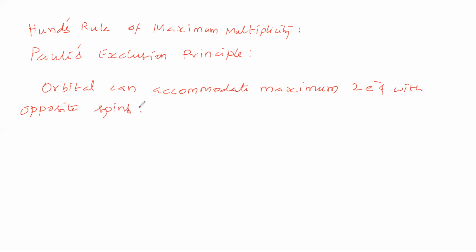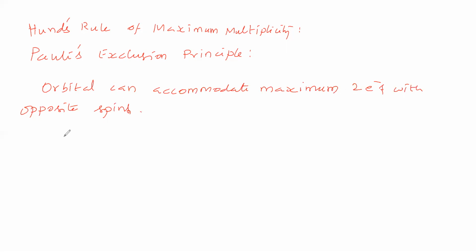Pauli's exclusion principle says this. Whatever orbital you take, whether it is an s orbital, p orbital, d orbital, or f orbital, that orbital will take how many electrons? Maximum 2 electrons. S orbital will take maximum 2 electrons, p orbital will take maximum 2 electrons, d orbital will take maximum 2 electrons. Whatever the orbital, it will take maximum 2 electrons with opposite spins. So why is it so?